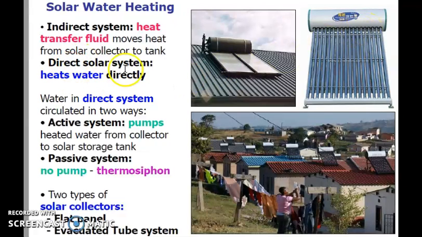Now, besides indirect solar systems, there is the direct solar system. In a direct solar system, the system heats water directly. Water in a direct system is circulated in two ways. Active system: a pump moves heated water from the collector to the solar storage tank. Passive system: no pump is required. Thermosiphon works in a passive system.